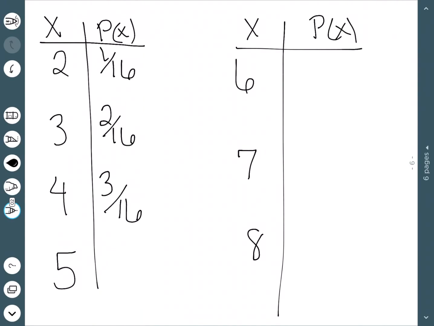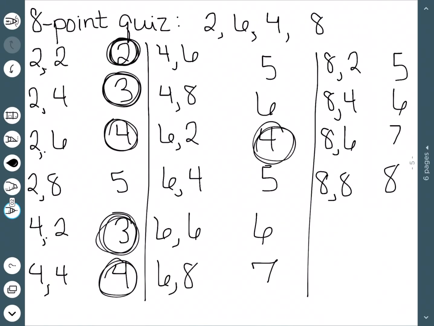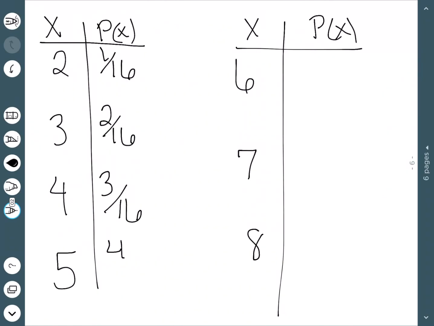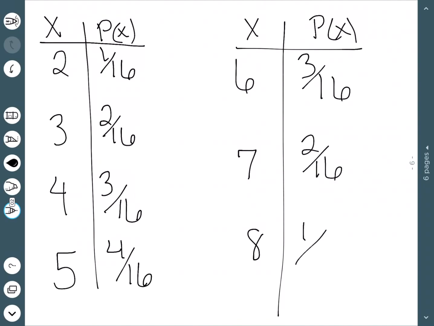Now let's do 5. I have 1, 2, 3, 4 5s. So in my distribution, I'll have 4 out of 16. And you can continue this process. And if you do, you'll get 3 6s, 2 7s, and 1 8. And this is a sampling distribution.